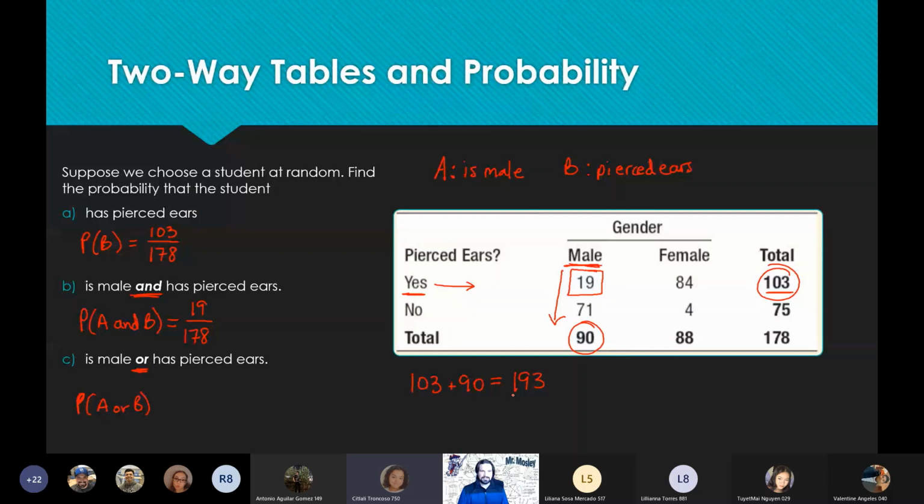178. Yeah, there's only 178. I can't have an out. I'm sorry, what?